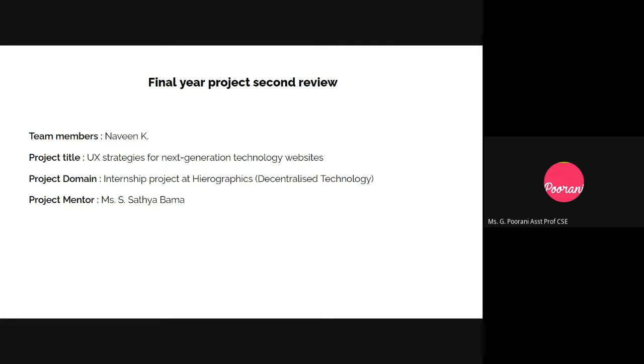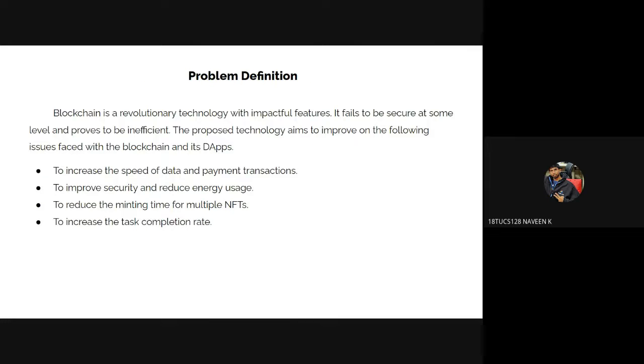Okay. So, myself Naveen, my project title is strategies for next generation technology websites. The project domain is decentralized technology. It is a company project, and the project mentor is Mr. Satya. So, the problem definition. Blockchain is a revolutionary technology with impactful features, but it has some security concerns, and it also proves to be inefficient in some ways. So the proposed technology aims to improve the following issues faced with blockchain and its decentralized apps, DApps.